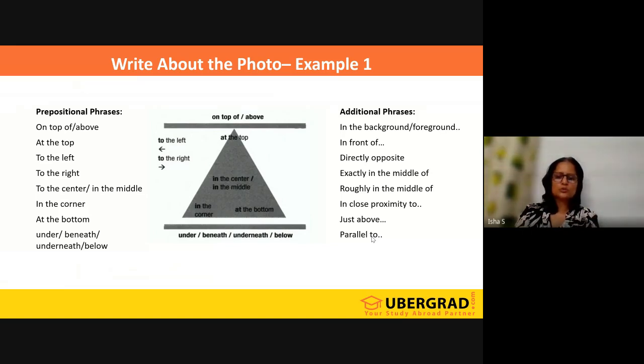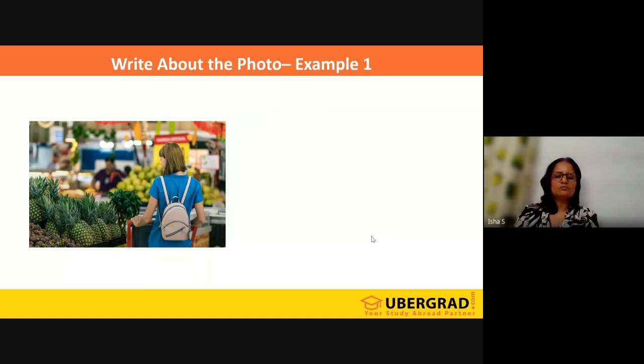So far, so good. Shall we move ahead? Now, this is the same image where we gave you example statements of what this lady is doing. Now take some time and describe this. You can use these prepositional phrases, the directional phrases, in your statements. Your time starts now. You can put it in the chat box.